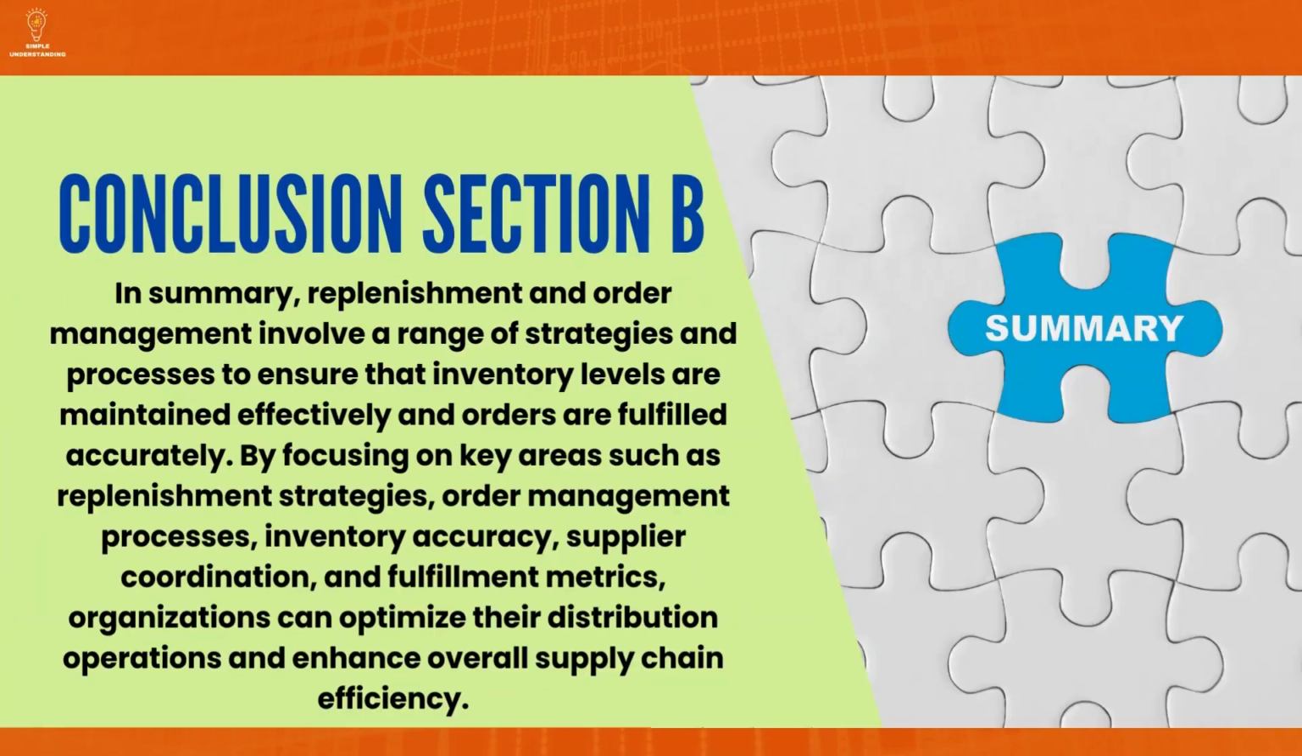In summary, replenishment and order management involve a range of strategies and processes to ensure that inventory levels are maintained effectively and orders are fulfilled accurately. By focusing on key areas such as replenishment strategies, order management processes, inventory accuracy, supplier coordination, and fulfillment metrics, organizations can optimize their distribution operations and enhance overall supply chain efficiency.